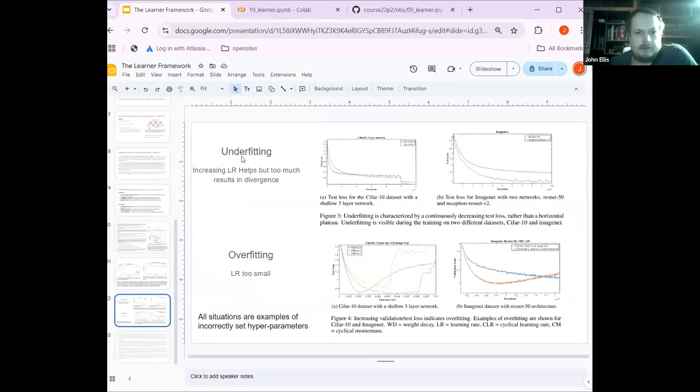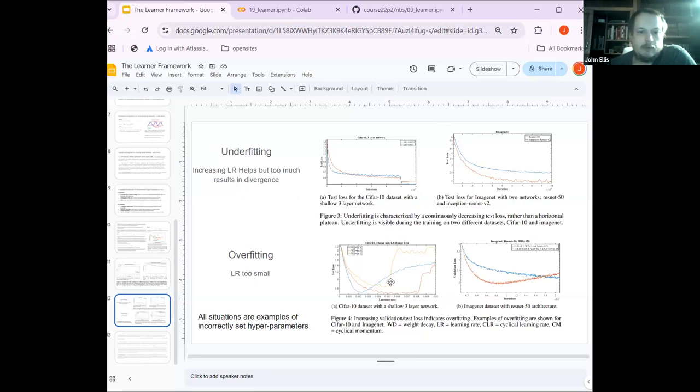And when we're seeing underfitting, we start to see that characterized by a continuously decreasing test loss rather than a horizontal plateau. So test loss over there. So there's two different versions of it. Increasing the learning rate helps to a certain point, then it becomes too much. So if you have underfitting, increasing the learning rate will help improve that.